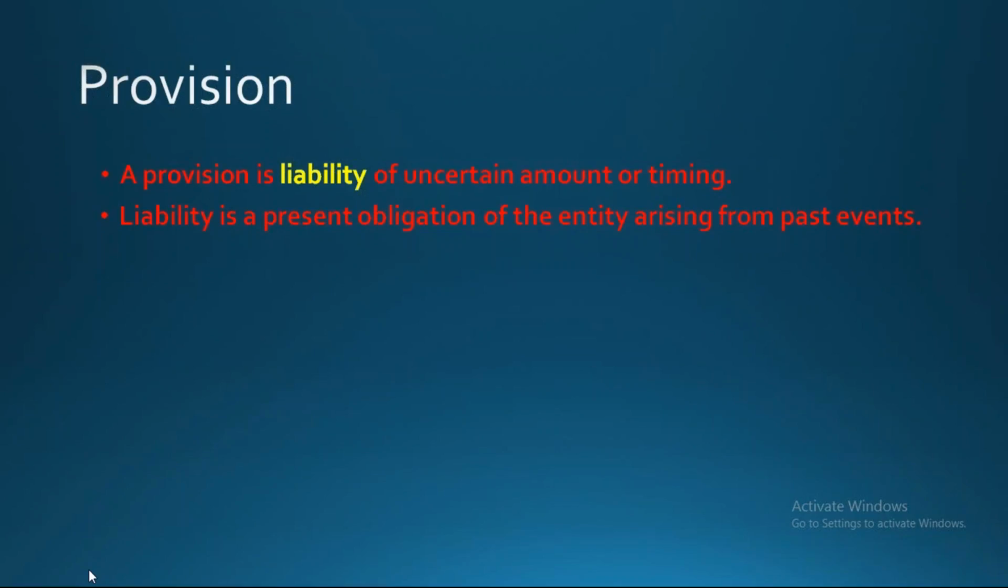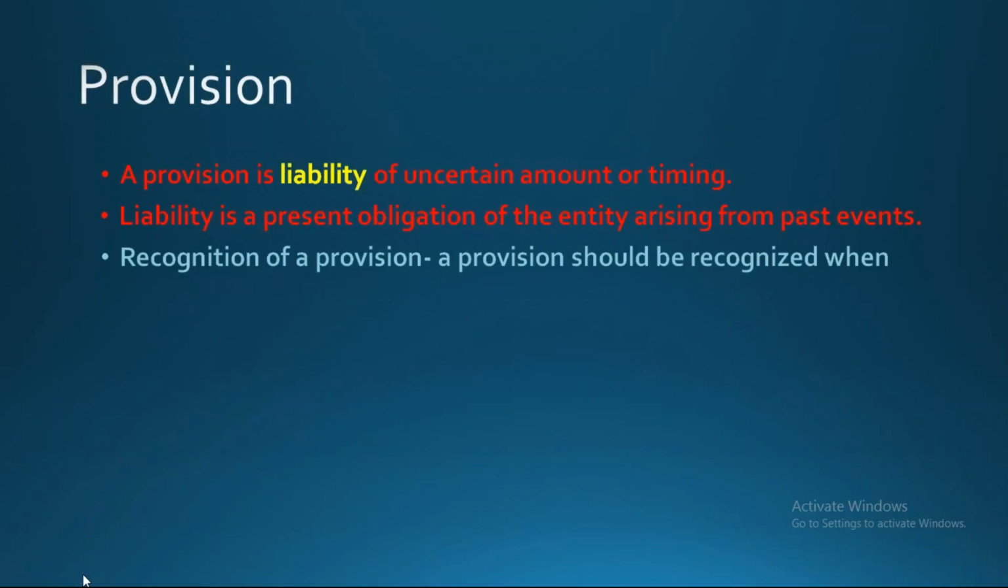You can't say, I have to make a provision, I don't know whether it's 20,000 or 50,000 or 100,000. No, that's not right. You can't make a provision. The amount and timing are not yet exactly known, but you know to some extent it's reasonably measured. So a liability, as I said, is a present obligation arising from a past event. A provision is a liability with an uncertain amount or timing.